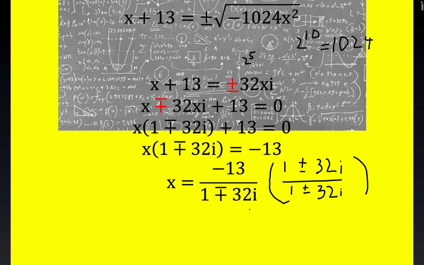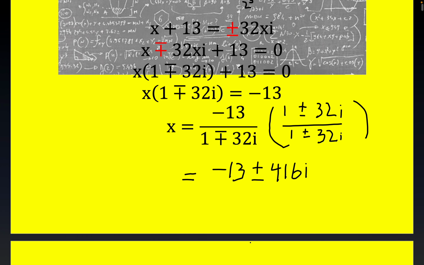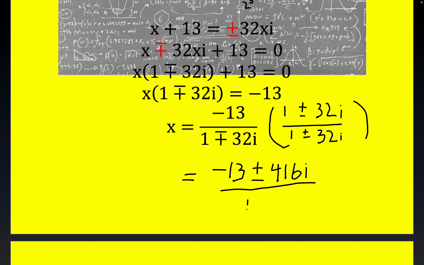Now, if you go through the arithmetic on this, you would get x is equal to minus 13, plus over minus 416i. That would be in the numerator. Now, the reason why we're getting some mileage out of this: we actually get 1025 in the denominator.